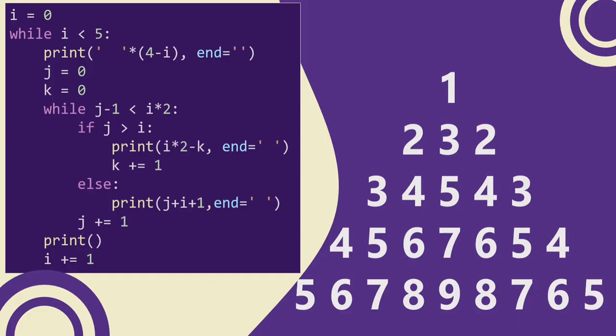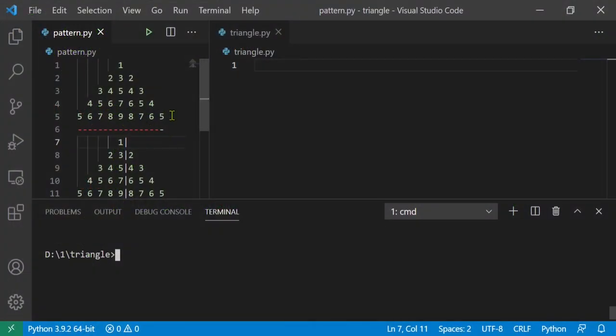In this video tutorial, we will see how to print a number triangle pattern. Let's move to Visual Studio Code and execute this pattern. We can see here, in this pattern, every line begins with space characters. The space characters are gradually decreasing from 8 to 0 line by line: 8, then 6, then 4, then 2, and 0.